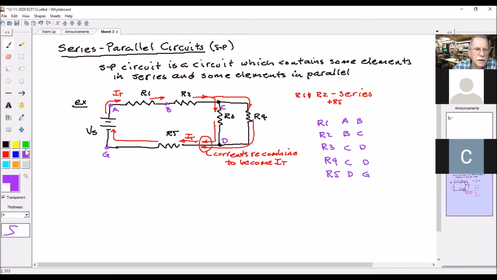So if I look at it, these two share a common node, B, but have different nodes on the other end. So these two are in series. These two share a common D and C. So they have two common nodes. They're in parallel. Okay?